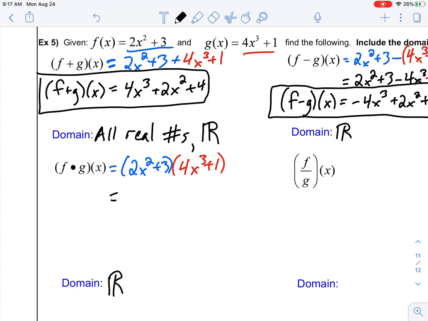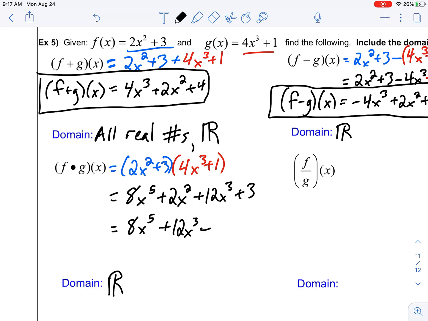Now to clean this up, I'm going to FOIL it out. So first is 8x to the 5th. Right? Outer is plus 2x squared. Inner is plus 12x cubed. And last is plus 3. So if I clean that up, 8x to the 5th plus 12x cubed plus 2x squared plus 3. And that is f times g of x.